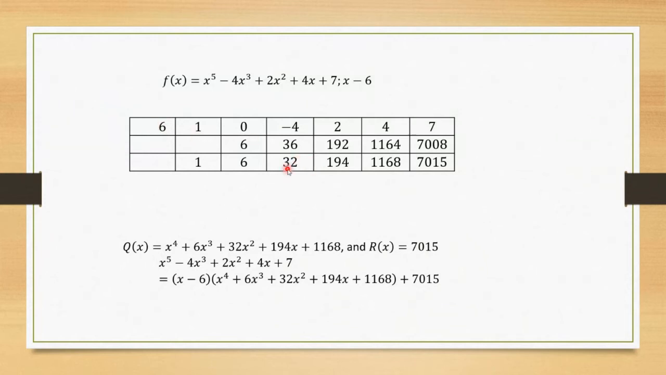Now you multiply 6 with 32, that turns out to be 192. You add them up, you get 194. I know the numbers are getting big. 6 times 194, this is where a calculator comes into play. You end up with this number. Add these up, you get 1,168. 6 times this turns out to be 7,008. Then you add, you get 7,015. Good.